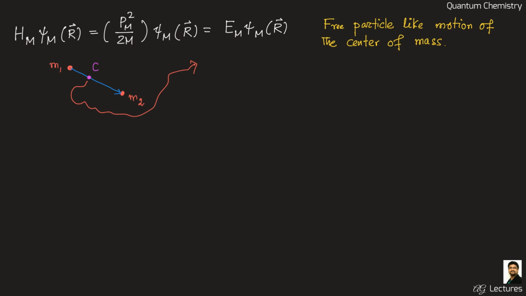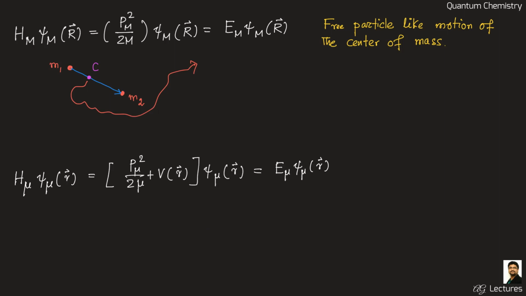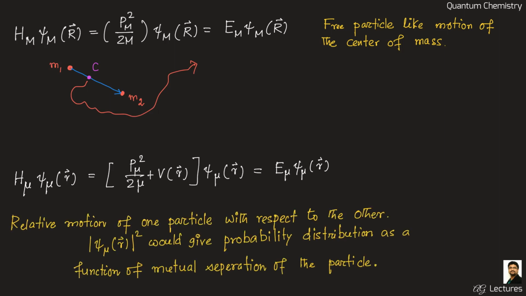And this movement will have certain kinetic energy, and this kinetic energy can be anything. For a free particle, there is no discreteness in the energy spectrum. So the energy spectrum is an absolute continuum. But nonetheless, this is not so interesting. What is interesting is the motion governed by the other equation, and that equation is this one. This gives the relative motion of one particle with respect to the other.